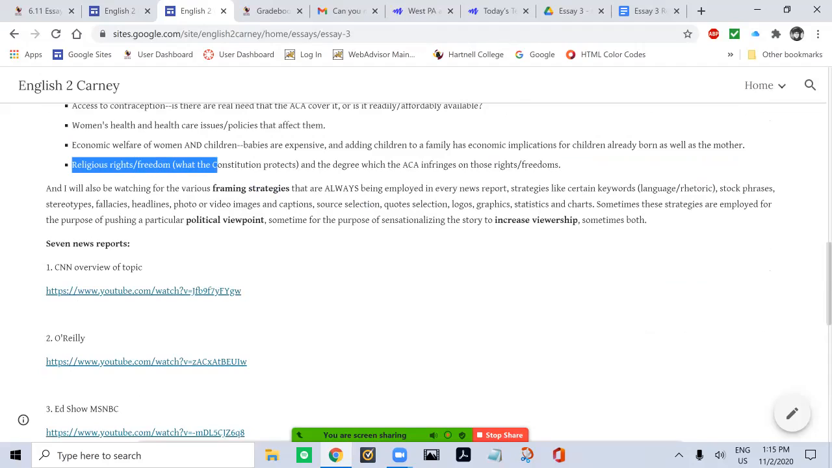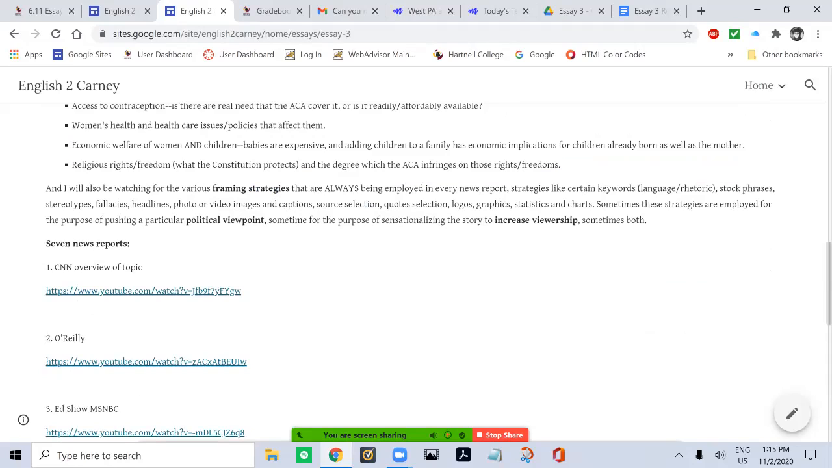And then the religious rights and freedom that the Constitution protects, what are they? And the degree to which the ACA infringes on those freedoms. Okay, I need information about that. I need to know how much of an imposition is it, right? So that I can decide, okay, what am I going to support?